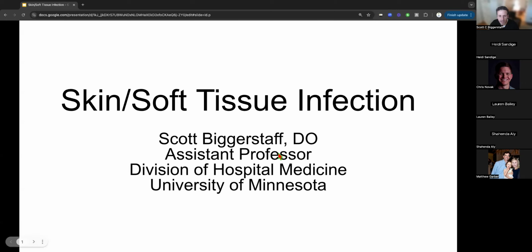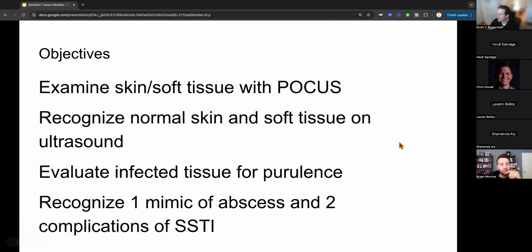So I'm just going to talk about skin and soft tissue infection ultrasound in kids today, and most of this would apply to adults too. Our objectives are to examine skin and soft tissue with POCUS, going over basic principles, and then recognize normal skin and soft tissue ultrasound, looking at infected tissue and evaluating for purulence, so whether or not that tissue is going to be amenable to either aspiration or an I&D. And then we'll go through a couple things that can look like skin and soft tissue infection or complications.